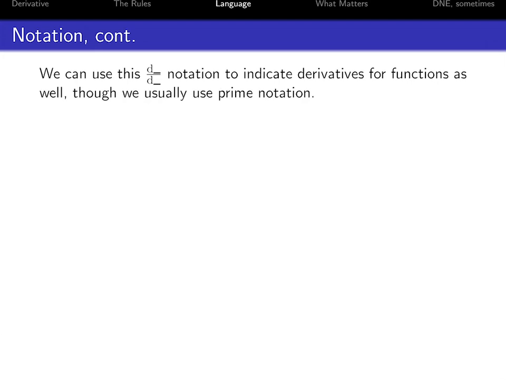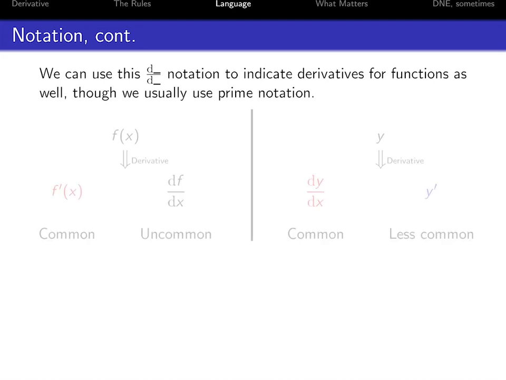So we can use this d blank over d blank notation to indicate derivatives for functions as well, but we usually use prime notation. So going over all the notation we've seen, if we're taking the derivative of function f of x, it's really common to see f prime, that little tick mark after it, to show the derivative. You could see df over dx, but that would be fairly uncommon, but not unheard of. You would definitely see it from time to time, but not a lot. On the other hand, if we're dealing with an equation like y equals blah, blah, blah, then if we take the derivative of that, the most likely thing that you're going to see is dy over dx to show that you're talking about the derivative of y. Although you could also see y prime. It's less common, but it is more likely to see y prime than you are to see df over dx.